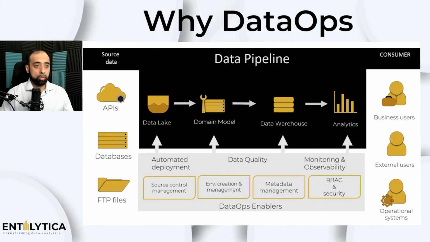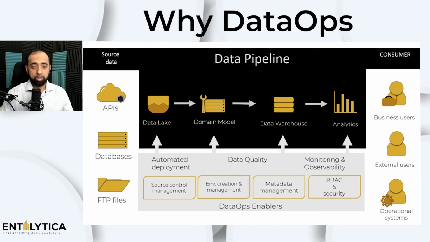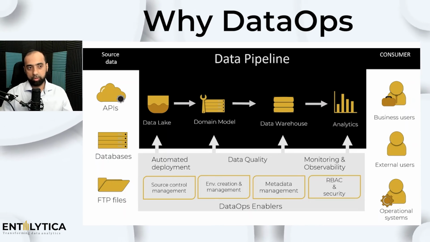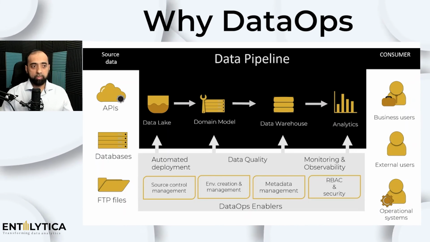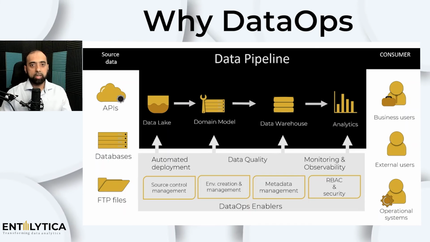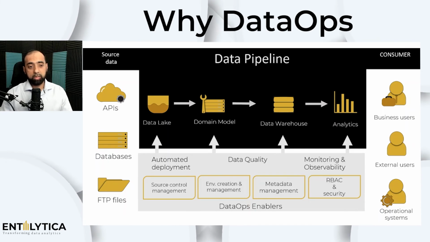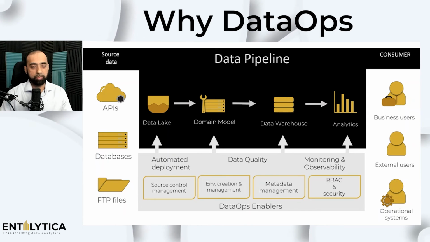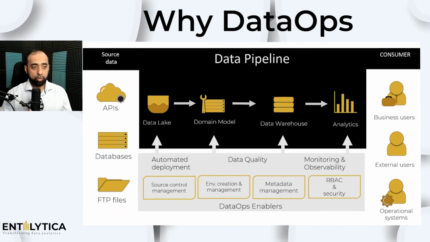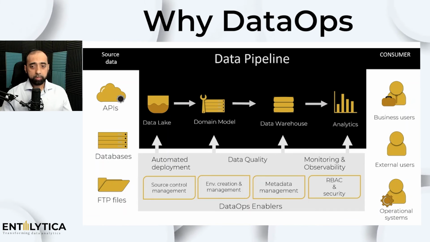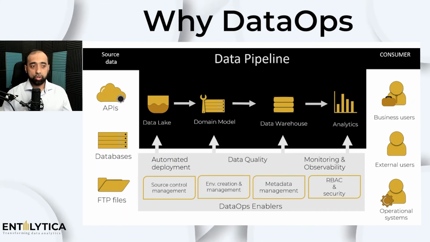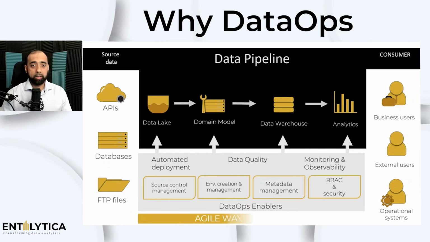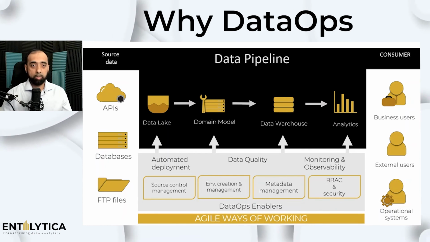Then you have role-based access controls, RBACs, and security, PII information, GDPR compliance, so on and so forth. So those are your very basic DataOps enablers. The list is definitely longer than these few points, but I've just mentioned the very important ones. And you've noticed, for all of this to happen, we need very strong collaboration between teams, and that's where the agile ways of working come in.